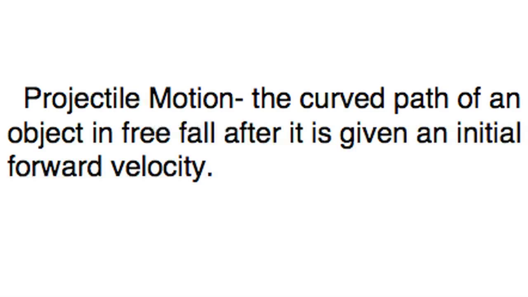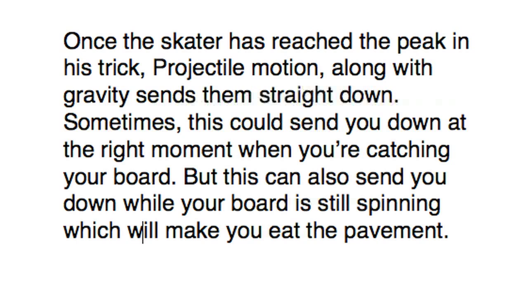Projectile motion is the curved path of an object in freefall after it is given an initial forward velocity. Once the skater has reached the peak in his trick, projectile motion along with gravity sends them straight down. Sometimes this could send you down at the right moment when you're catching your board, but this can also send you down while your board is still spinning, which will make you eat the pavement.